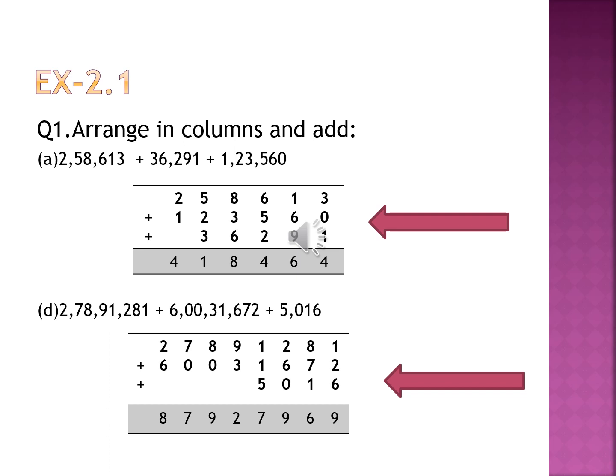Similarly, D part also has different digit numbers. Like the first number is an 8-digit number, the second number is again an 8-digit number, but the third number is a 4-digit number. So we arrange the numbers accordingly and start adding from the ones place.